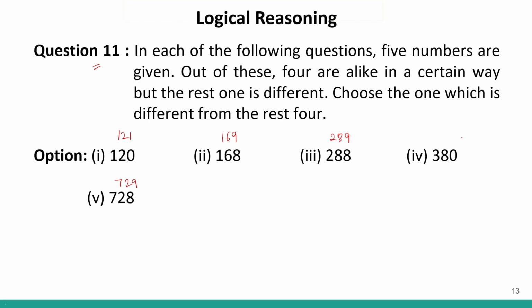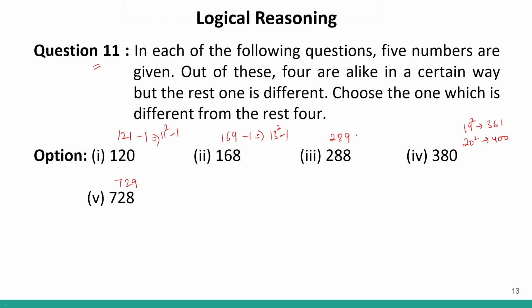Because the square of 19 is 361 and the square of 20 is 400. So this number lies somewhere in between, but this is not very close to a perfect square. If I look at 120, this is basically 121 minus 1. So 11 square minus 1. Correct? 168 is again, if I say it is 169 minus 1, that means it is 13 square minus 1.